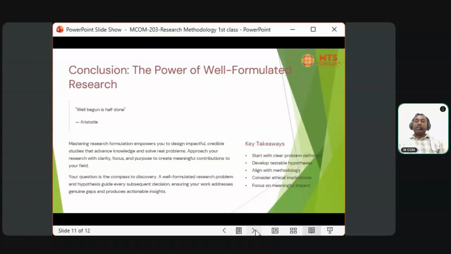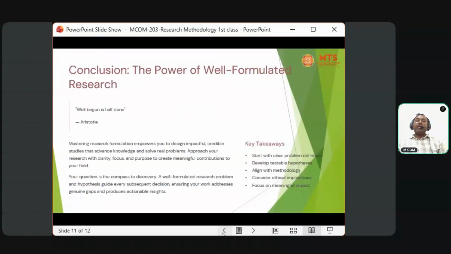A well-formulated research problem and hypothesis guide every subsequent decision, ensuring your work addresses genuine gaps and produces actionable insights. So key takeaways: start with clear problem definition, develop testable hypothesis, align with methodology, consider ethical implications, focus on meaningful impact.